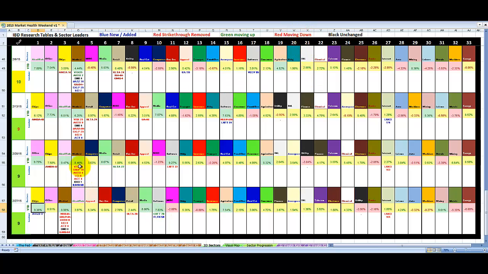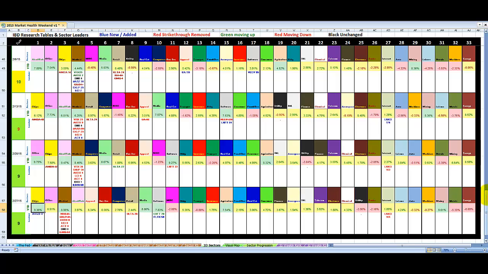Conversely, if it's moving down, I'll label it red. You can see a lot of these stocks in the medical sector have moved down or been eliminated altogether. And then black means it's unchanged. If it had an industry group rank of 3 last week and 3 this week, well, nothing's happened, so it's going to be black. Over here in the corner, we have the total number of sector leaders.